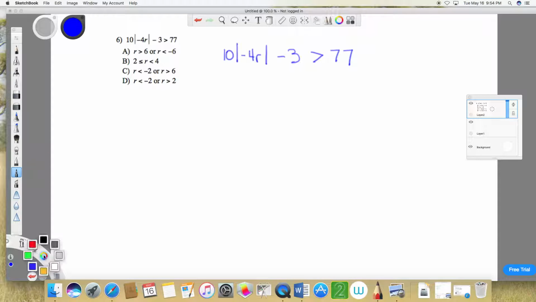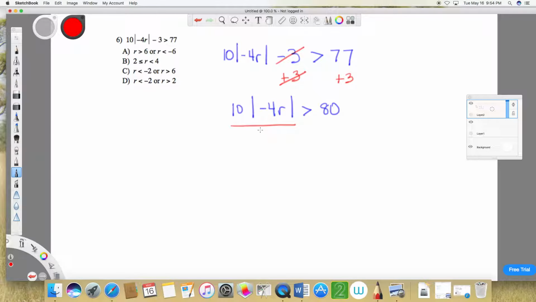All right, so let's add 3 to each side of this inequality. The negative 3 and positive 3 cancel, and I have 10 times this absolute value, and 77 plus 3 is 80. So to get the absolute value by itself, let's divide by its coefficient, divide by 10, and also divide this side by 10. 10 divided by 10 is 1. So on the left-hand side, I have the absolute value of negative 4r is greater than 8.